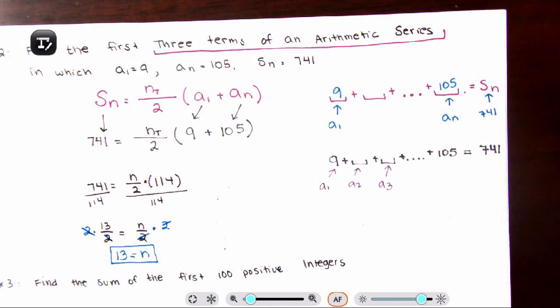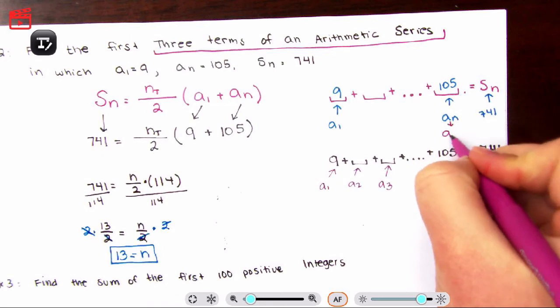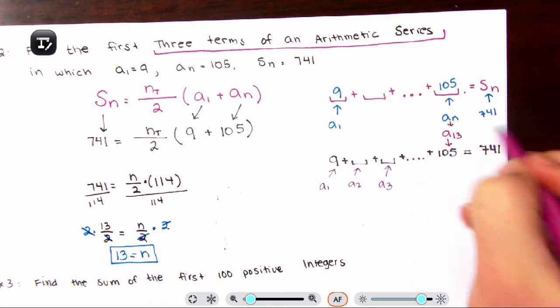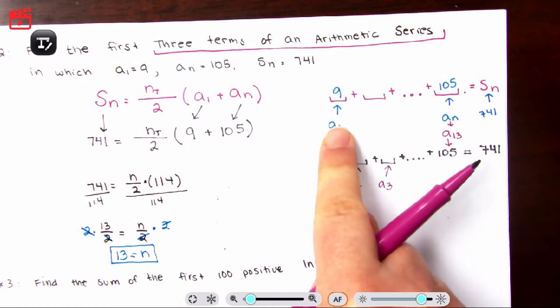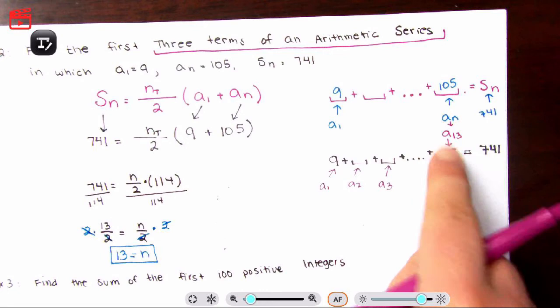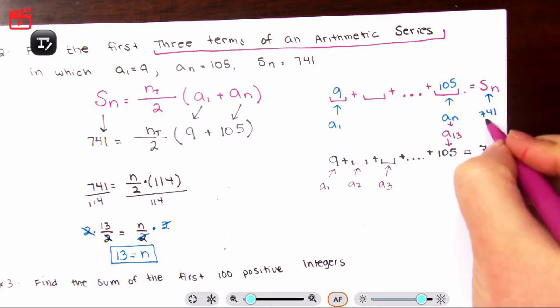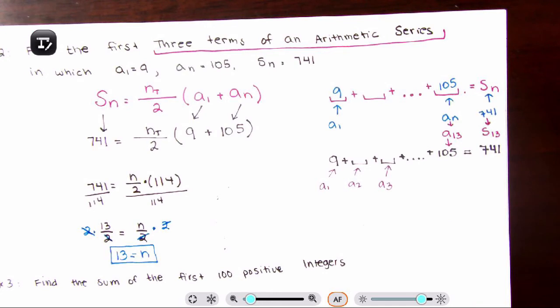So I know that my total number of terms is 13. That means that this a sub n is now a sub 13. How do I know that? Because I know that my total number of terms is 13. So if this is 1 and my last one, a sub n, is now a sub 13, which also means I now know that my s sub n is now s sub 13 as well. How does this help us? Well, does it really help us? I don't know. We'll take a look.